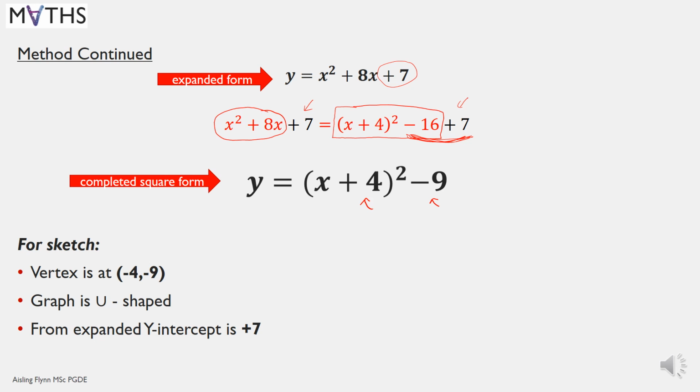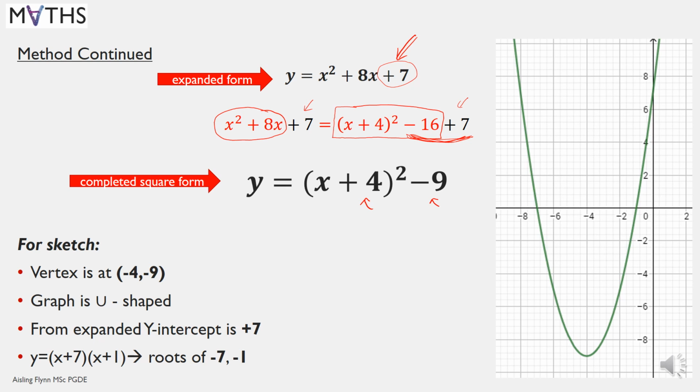From the expanded version we have the y-intercept, that's here. Y-intercept is plus 7. And if you wanted to factorize and solve the expanded form, you would get roots are minus 7 and minus 1. Okay, you can pause there and try that out for yourself. So heaps of information, especially when you use the two forms together.